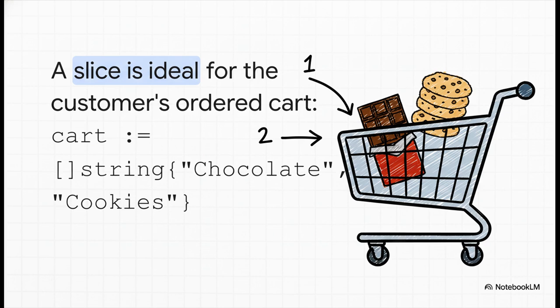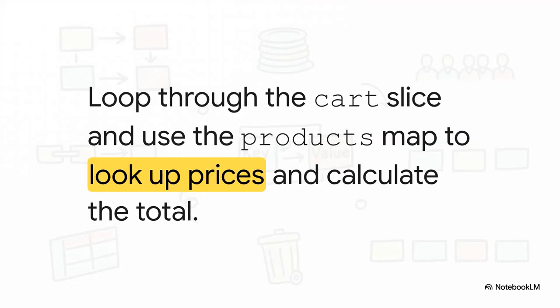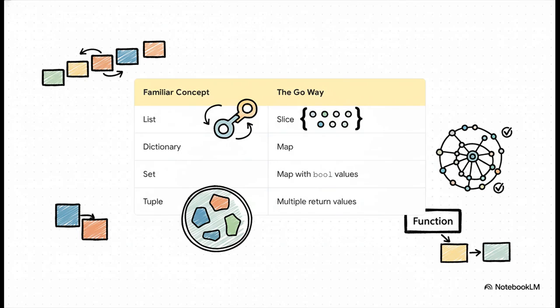Okay, now for the customer's shopping cart. They're picking things out one by one, which sounds like an ordered collection, right? So a slice of strings is the way to go. Here, they've grabbed some chocolate, and then they've grabbed some cookies. The order is kept perfectly. And here is where the magic happens. We just loop through our cart slice. For every single product in that cart, we use its name to look up its price in our products map. Then we just add that price to our running total. See how perfectly these two data structures work hand in hand? It's awesome.